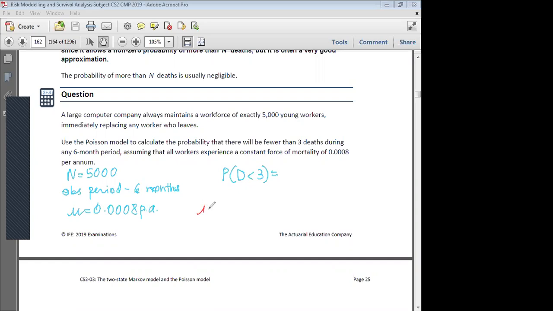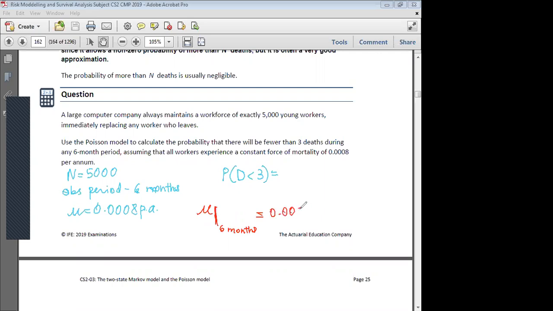What can I do? I want to figure out my mu for 6 months. Can we convert the observation period in terms of year, like half a year? Yeah, that is what we'll have to do. So mu will be mu divided by 2, right? Yeah, exactly right.